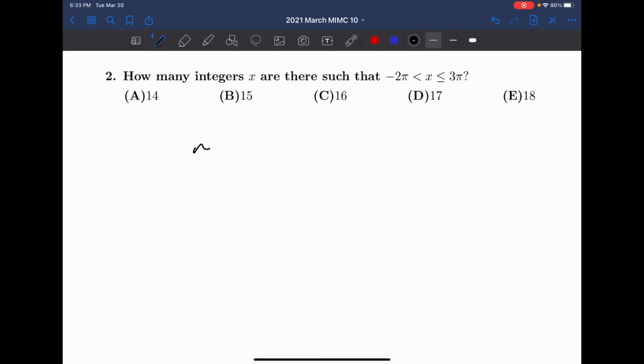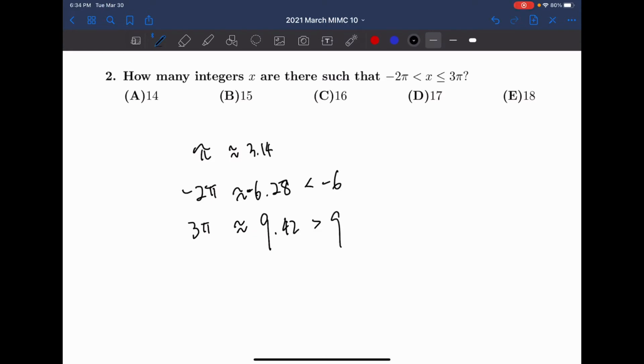We know that pi is around 3.14 and that negative 2 pi is around negative 6.28, which is definitely smaller than negative 6. And 3 pi is around 9.42, which is greater than 9. So, because we only want integer solutions, we can convert this to negative 6 less than or equal to x less than or equal to 9.